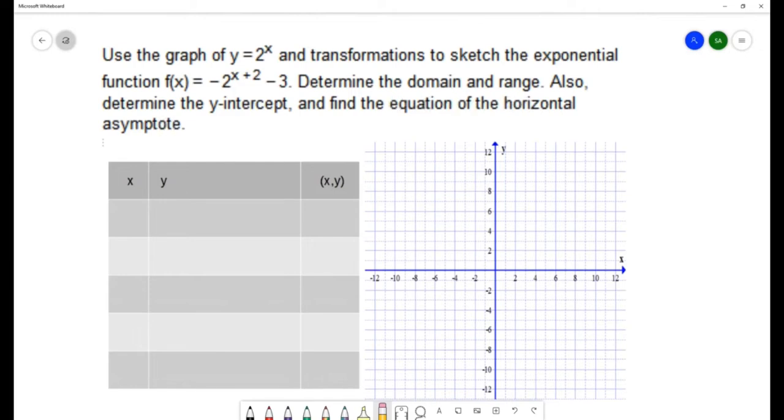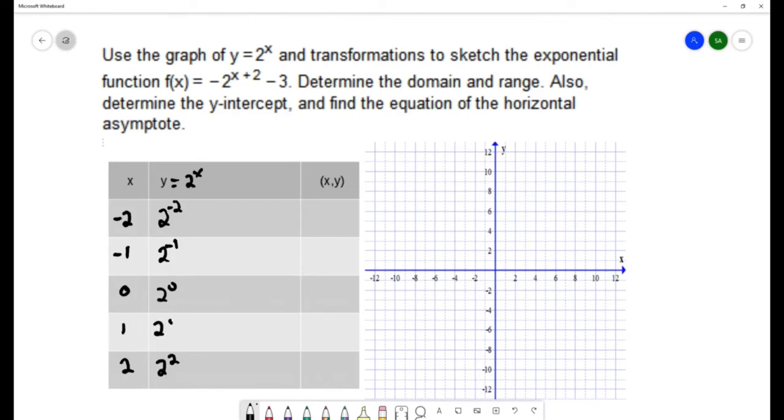So we're going to start by taking a look at the graph of y equals 2 to the x. I'm going to graph this by plotting points, and I'm going to choose a standard set of x values: negative 2, negative 1, 0, 1, and 2. I'm going to substitute them into the equation 2 to the x, and that would give me 2 to the negative 2, 2 to the negative 1, 2 to the 0, 2 to the 1, and 2 to the 2.